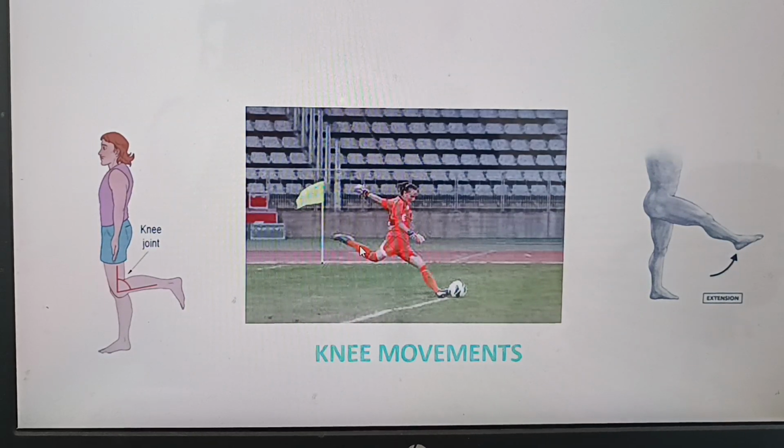Now focus on the knee joint here. That's the same picture, but here the right knee is flexed and the left knee is extended.